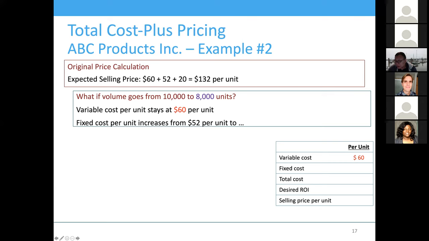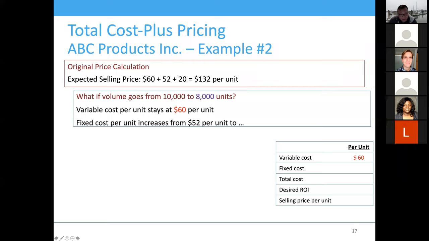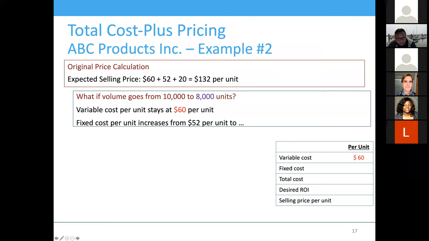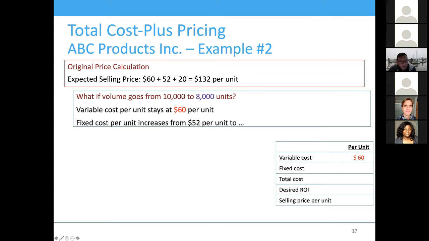Erin and Isabella, you have answered the question, so I want to call somebody who hasn't answered a question. The fixed cost per unit was 52 for 10,000 units. How much is the unit fixed cost going to be for 8,000 units? Janaya? $65. Oh, 65, how did you do it? We're talking about the fixed costs, right? Yeah, per unit.